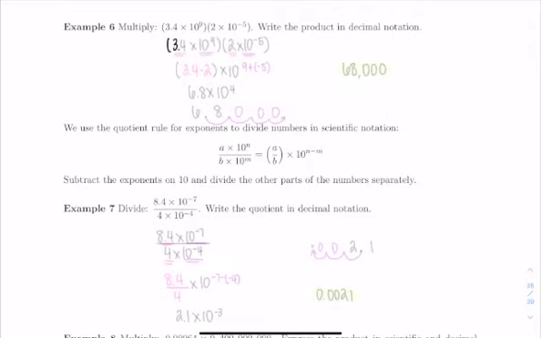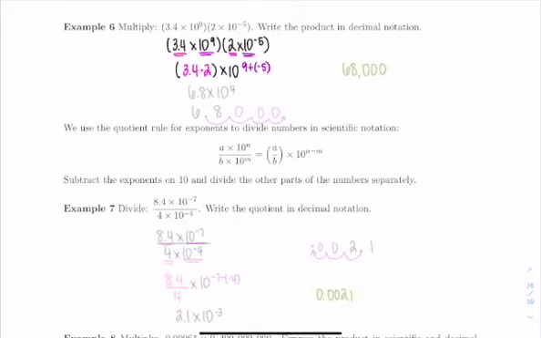So we have 3.4 times 10 to the 9th, and we have 2 times 10 to the negative 5. We're going to multiply the A pieces together, so 3.4 and 2, and we're going to multiply the 10 pieces together. So we have 3.4 times 2, and this is still times 10, but now we want to add the exponents together. So 9 plus negative 5.